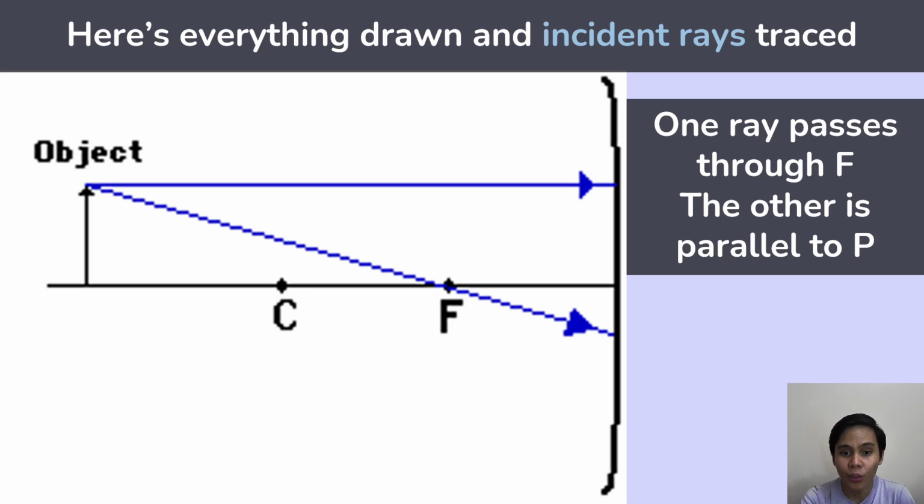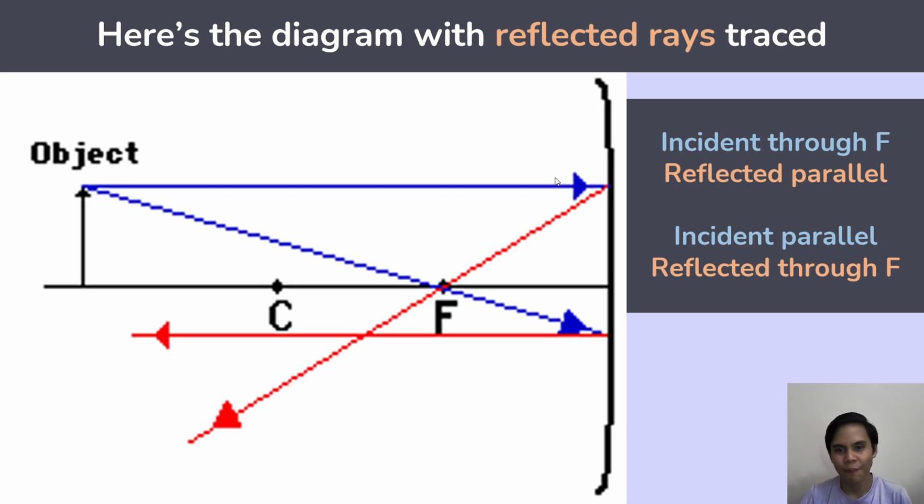The other ray will be parallel to the principal axis. It just means it's a straight horizontal line coming from the tip of the arrow towards the mirror. That's it.